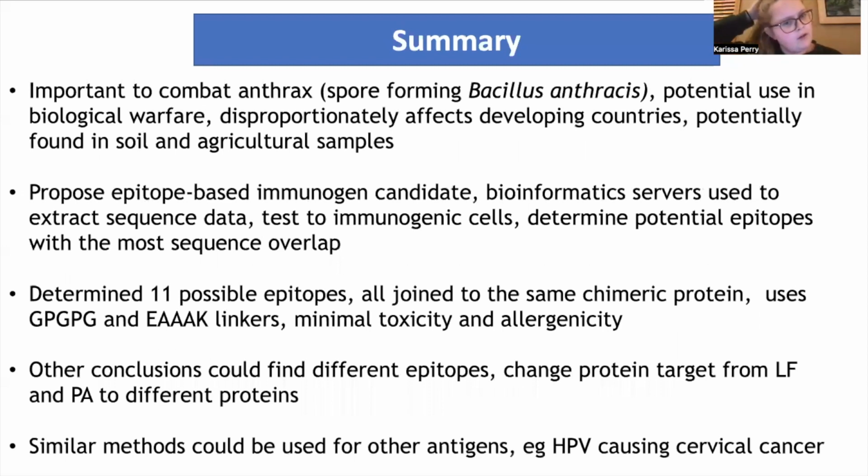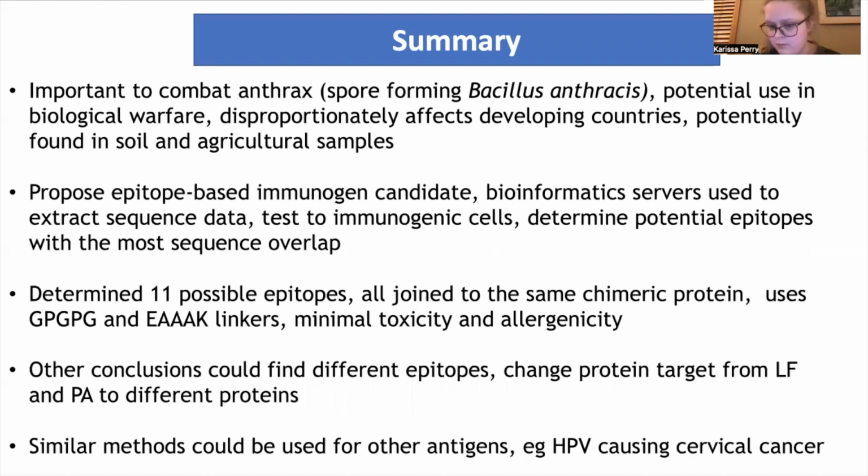So in summary, it's important to combat anthrax, which is a spore-forming bacillus, as it disproportionately affects developing countries and poses a threat as biological warfare and is potentially found in soil and agriculture. This paper proposed an epitope-based immunogen candidate. It tested two immunogenic cells and used bioinformatics servers to get sequence data and determine potential epitopes with the most sequence overlap. The paper determined 11 possible epitopes, all joined to the same chimeric protein using GPGPG and EAAK linkers, which showed minimal toxicity and allergenicity.